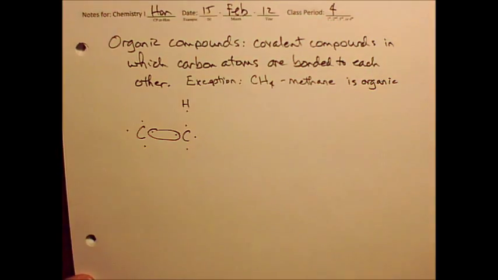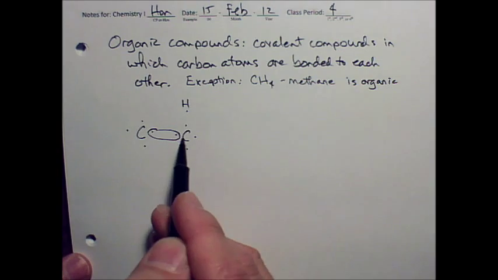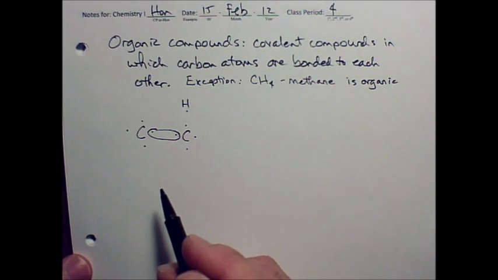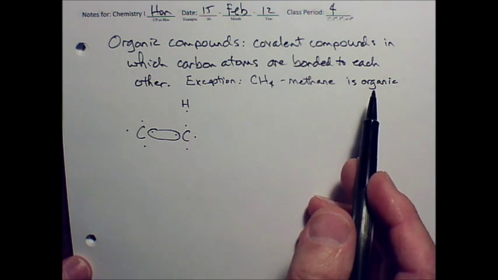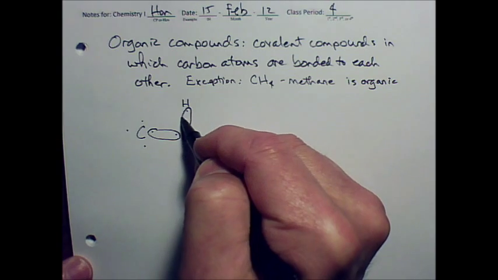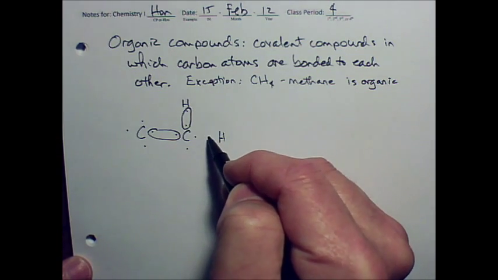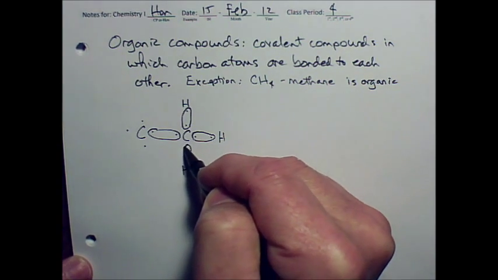So if we bond one carbon to another, then we've clearly got an organic compound. Methane's an exception. It's organic even though it doesn't have one carbon bonded to another. So we can share this one. I can put another hydrogen here. And this is a subcategory actually of organic.